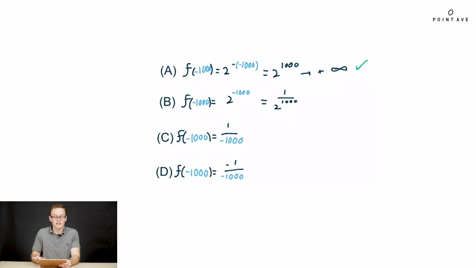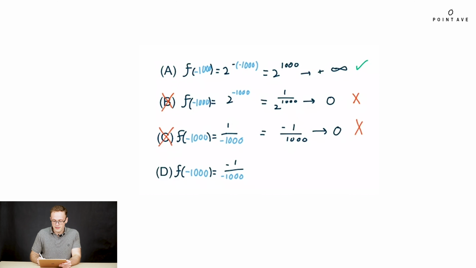So far, A matches. For B, we evaluate and we have 1 over 2 to the 1000. So 1 over a very large number is approximately 0. So we say that for B, as x approaches negative infinity, f of x approaches 0. That is not the same end behavior from our graph, so we eliminate B based on its end behavior only.